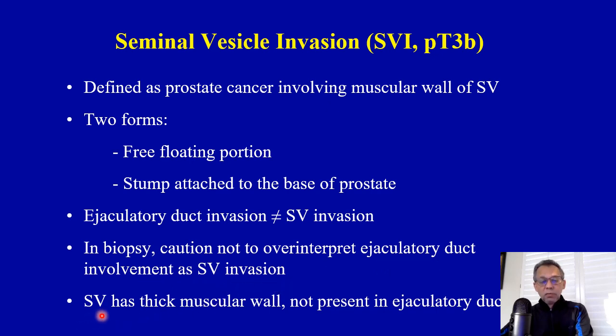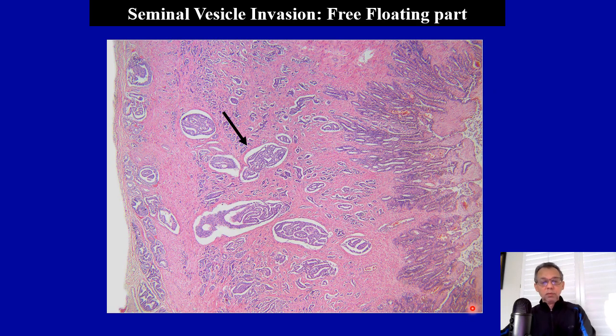One way you can differentiate that in the needle biopsy setting is that the seminal vesicle has a thick muscular wall, which is not present in the ejaculatory duct, and the ejaculatory duct is typically situated inside the prostate, so you will see prostatic tissue around it, and I will show you an example of that.